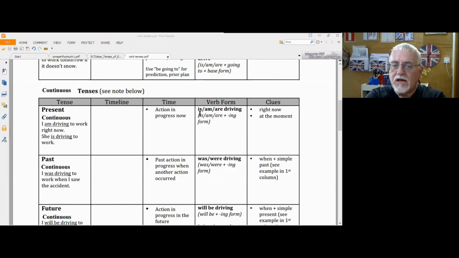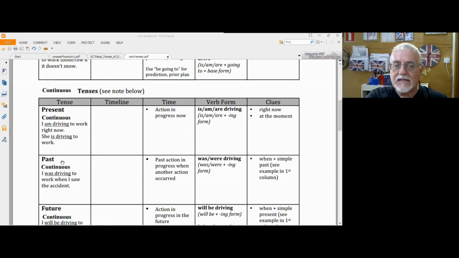And we use here the verb to be, is, am, are driving. Is, am, are plus the ing form of the verb. Now, when we add ing to the base form of a verb, we call this the gerund form of the verb. And the clues are right now, at the moment, at this moment. Yeah, my Brazilian students here say neste momento. Yeah, at the moment, at this moment.